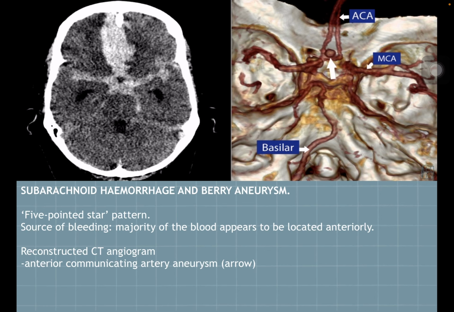Here is an example of subarachnoid hemorrhage and berry aneurysm. There is a 5-pointed star pattern of subarachnoid hemorrhage. As for the source of bleeding, the majority of the blood appears to be located anteriorly. And after the CT angiogram, we did the reconstructed CT angiogram. It showed an anterior communicating artery aneurysm, this one.